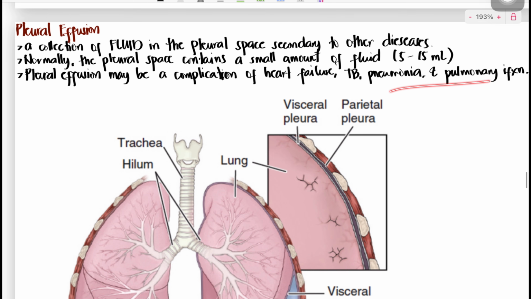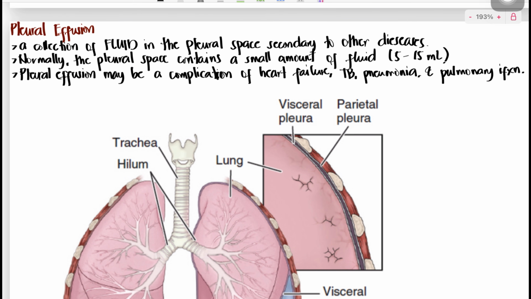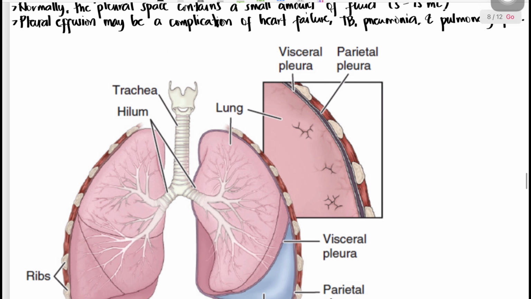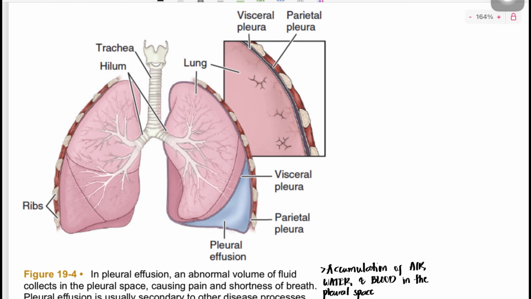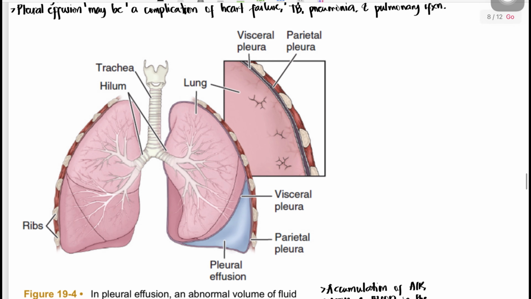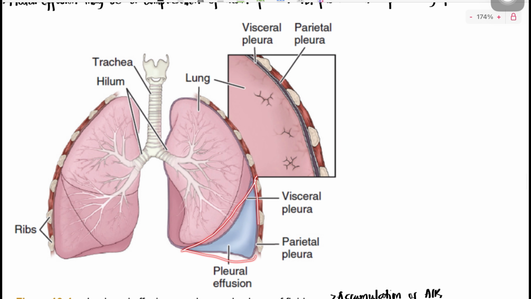Kasi nga sabi natin kanina, pleural effusion, there is a fluid accumulation secondary to other diseases. Yun din ang sabi ni Brunner and Suddarth. In pleural effusion, an abnormal volume of fluid collects in the pleural space causing pain and shortness of breath. Pleural effusion is usually secondary to other disease process. Ito siya guys, tingnan nyo, may collection of fluid in the pleural space, the space between your parietal pleura and the visceral pleura.